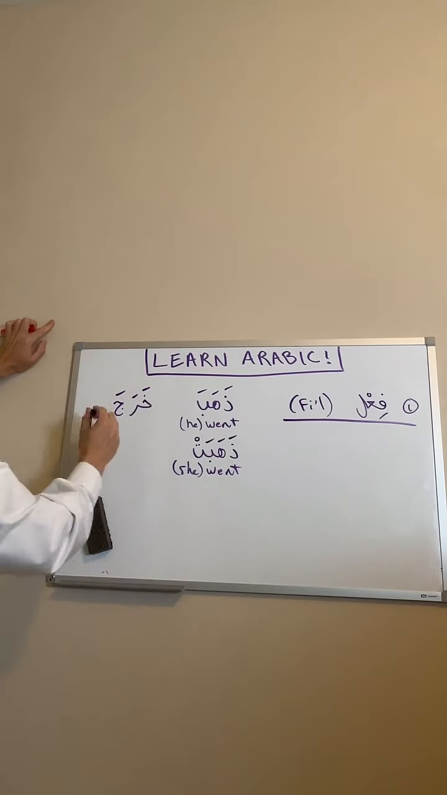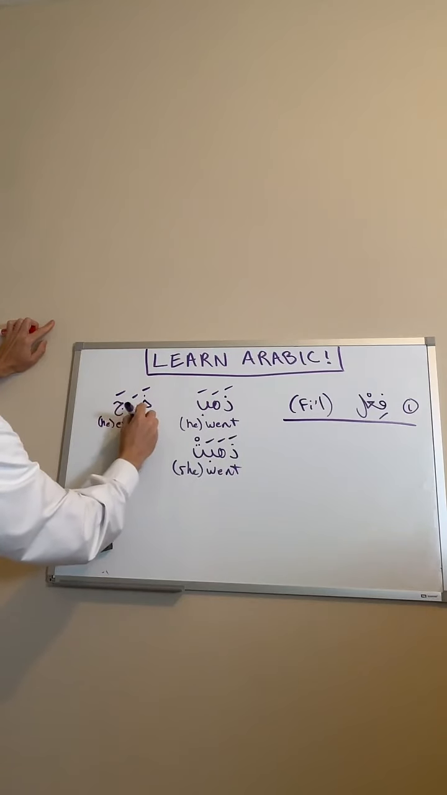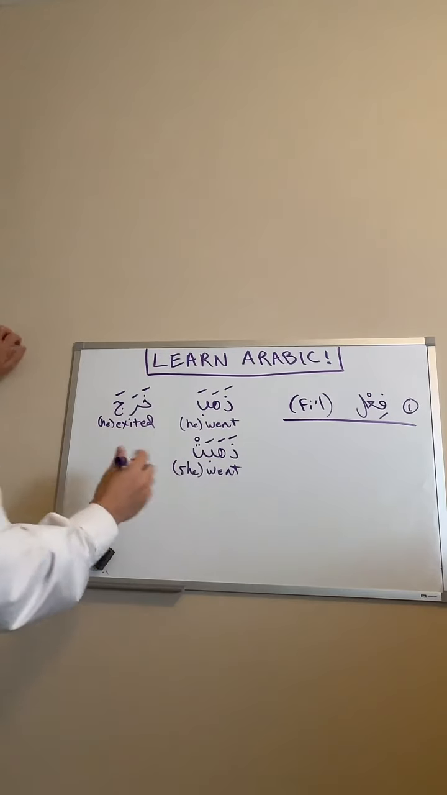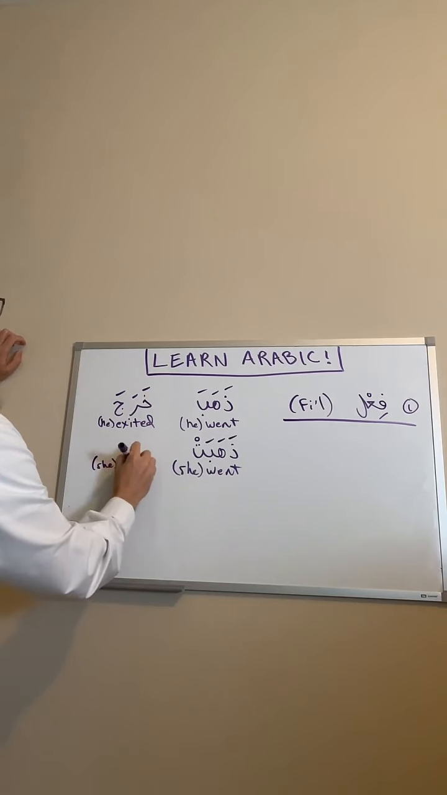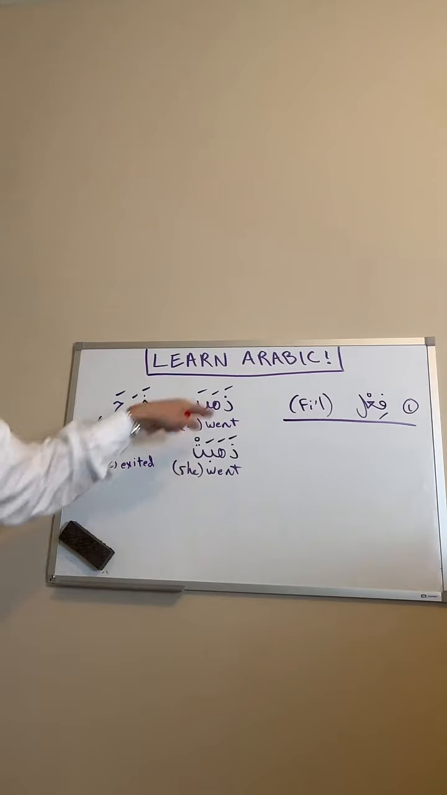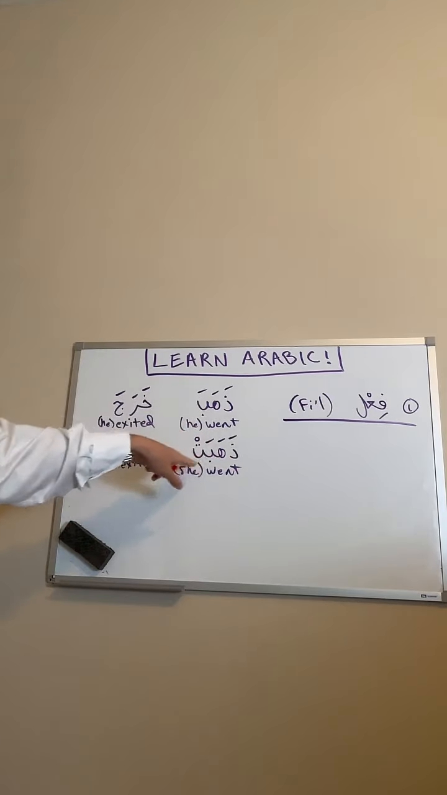Kharaja. Kharaja means he exited. How would we say she exited? Who knows? Based on the first example, ذهب, he went. ذهبت, she went.